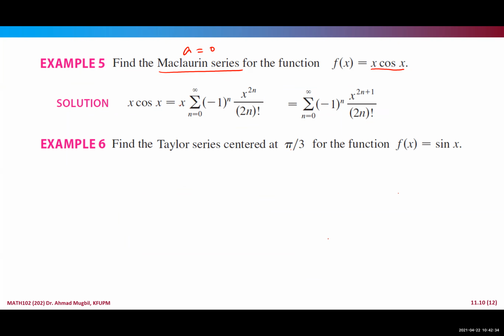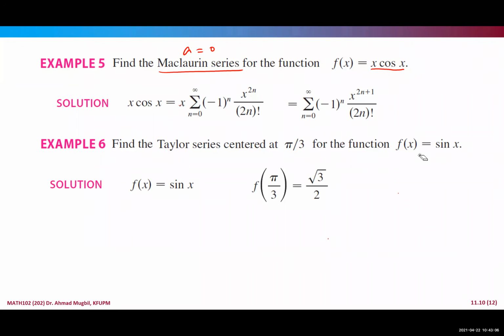Find the Taylor series centered at pi over 3. Now this is not a Maclaurin series. A here is pi over 3, for this function, sine x. Good. So is it going to be the same as before? Of course not. This is another power series, centered at another point. So how do we do that, Shabab? Here, in fact, we cannot use the cosine series from before because we evaluated at 0. So what we will do is use the formal way, the Taylor theorem.